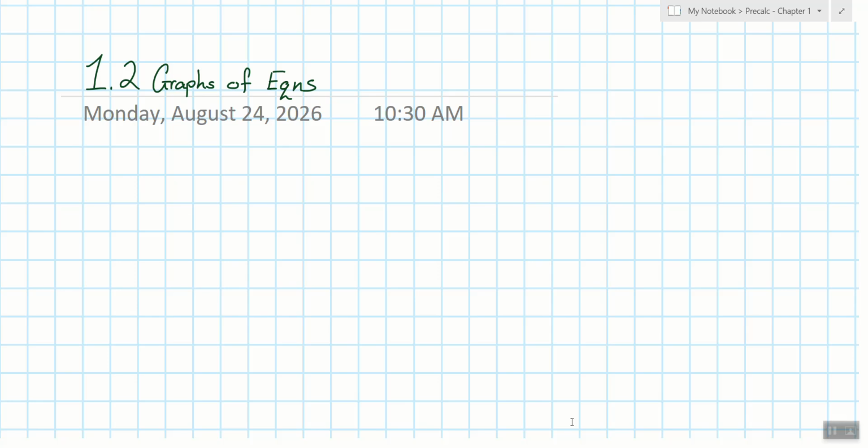All right. So today, welcome back, Precalcers. We are looking at 1.2 and we are graphing equations. So right off the bat, how many of you think you remember how to graph basic stuff, like Algebra 1 basic stuff? Do you want this in your notes or you just want to go do them up at the boards right now?